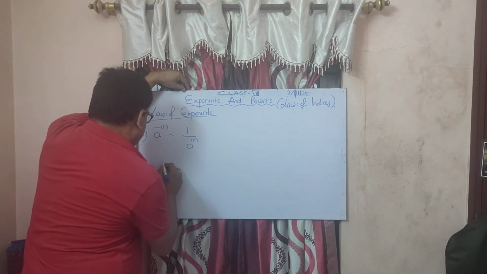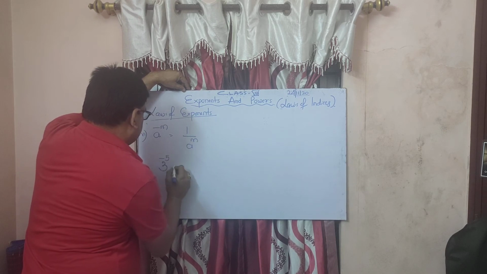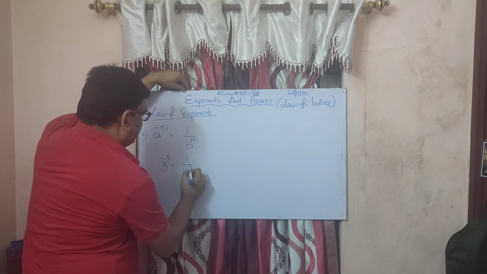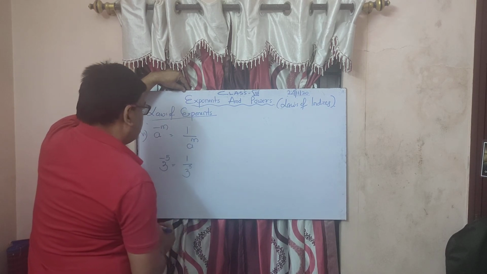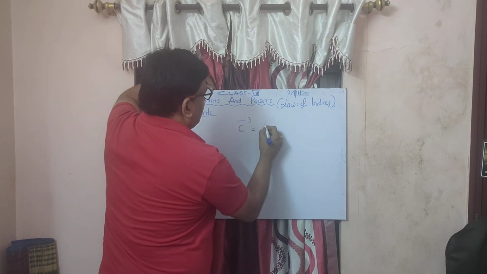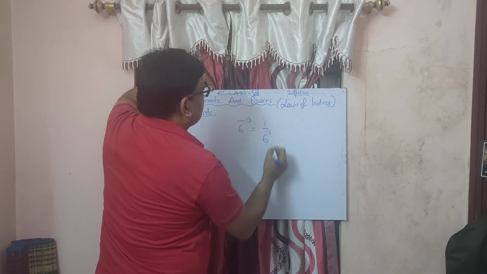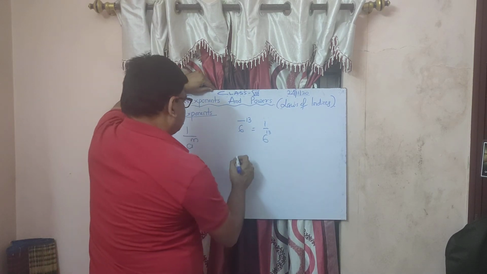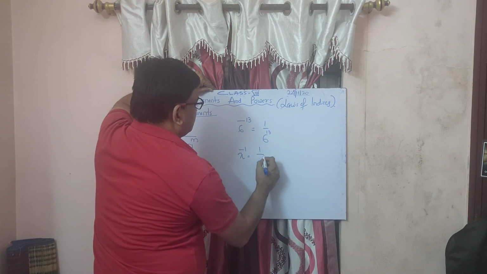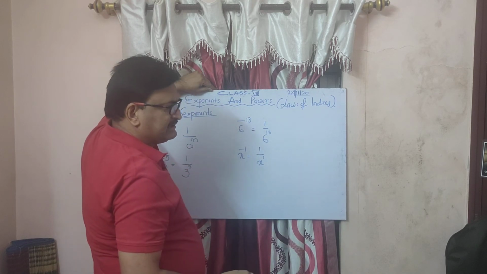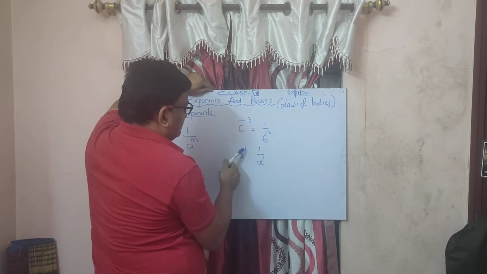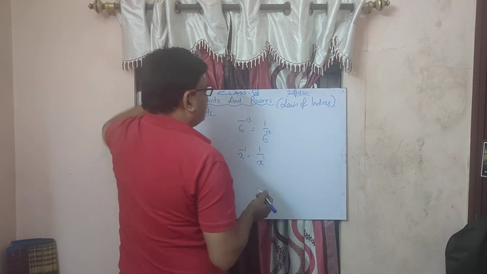For example, 3 to the power minus 5 is there. How will you write it? 1 upon 3 to the power 5. Another example, 6 to the power minus 13. How will you write it? 1 upon 6 to the power 13. If it is x to the power minus 1, how will you write it? 1 upon x. There is no need to write the 1 in the power, but what you have to remember is that if it is negative it will become positive.